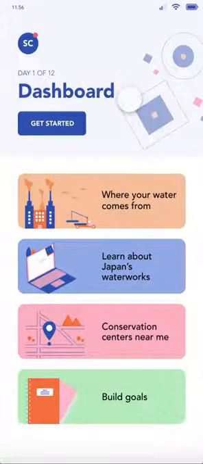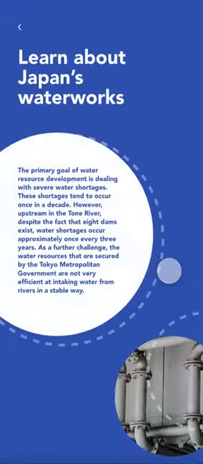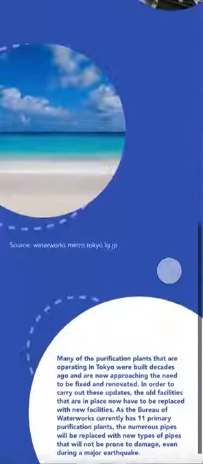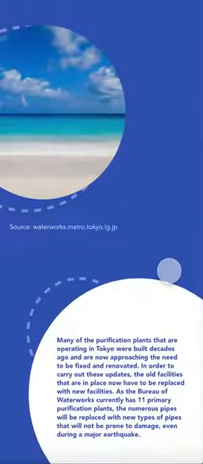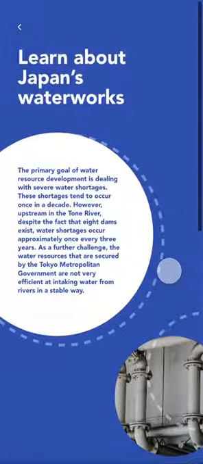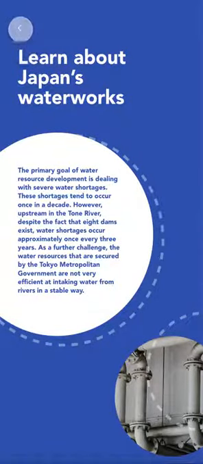Now let's proceed with learning about the waterworks of Japan. Here's a page where you can scroll down to read a little bit about Japan's waterworks, such as the goal of their water systems and the challenges that they are currently facing, as well as about their purification plants. Again, once you're done reading, you can go back to the dashboard screen.